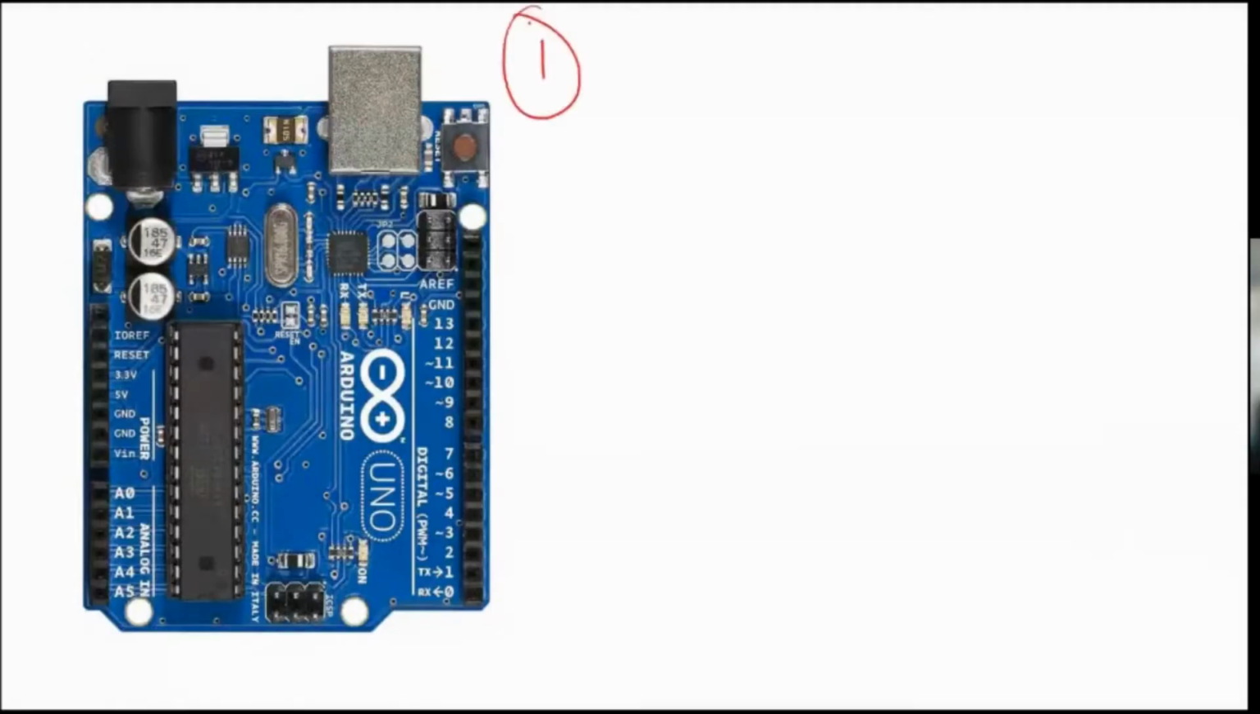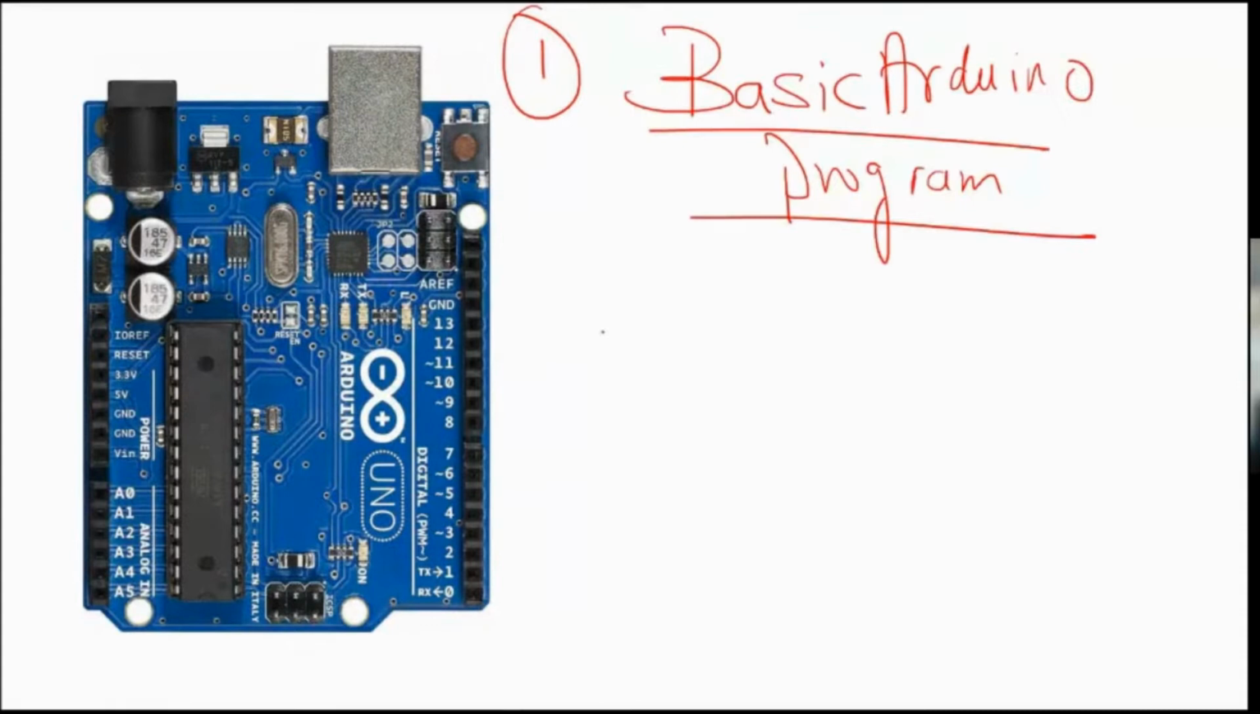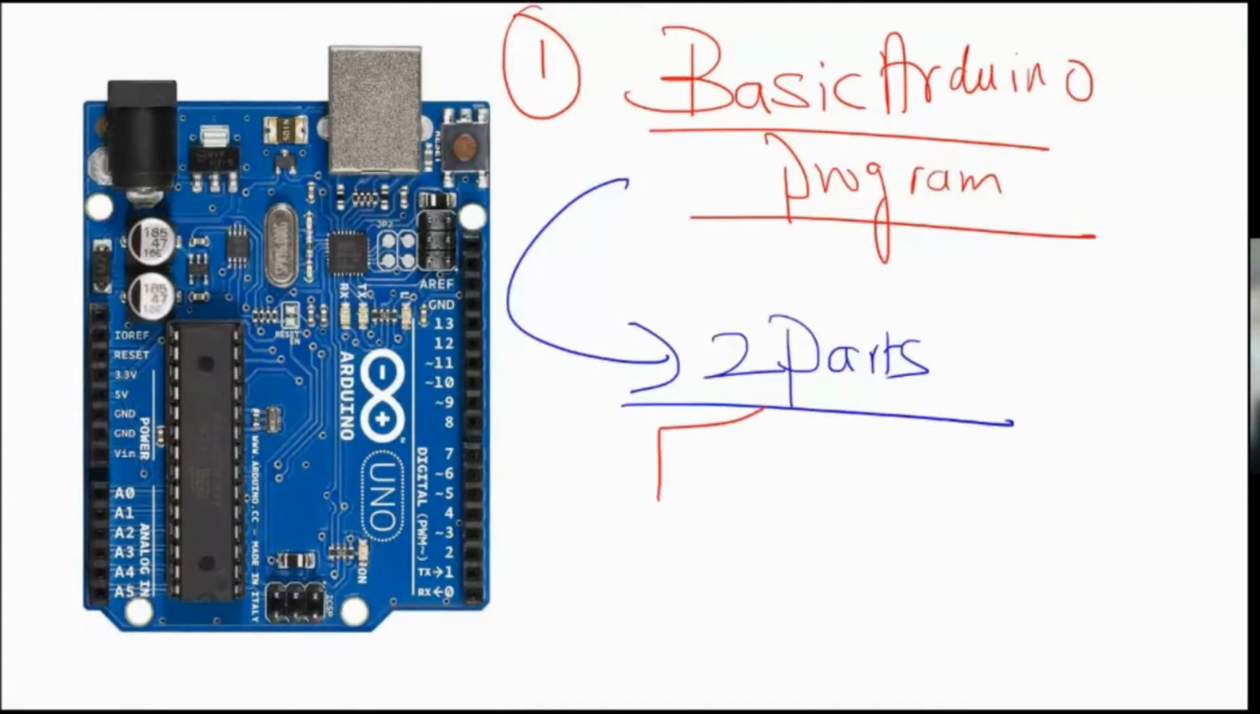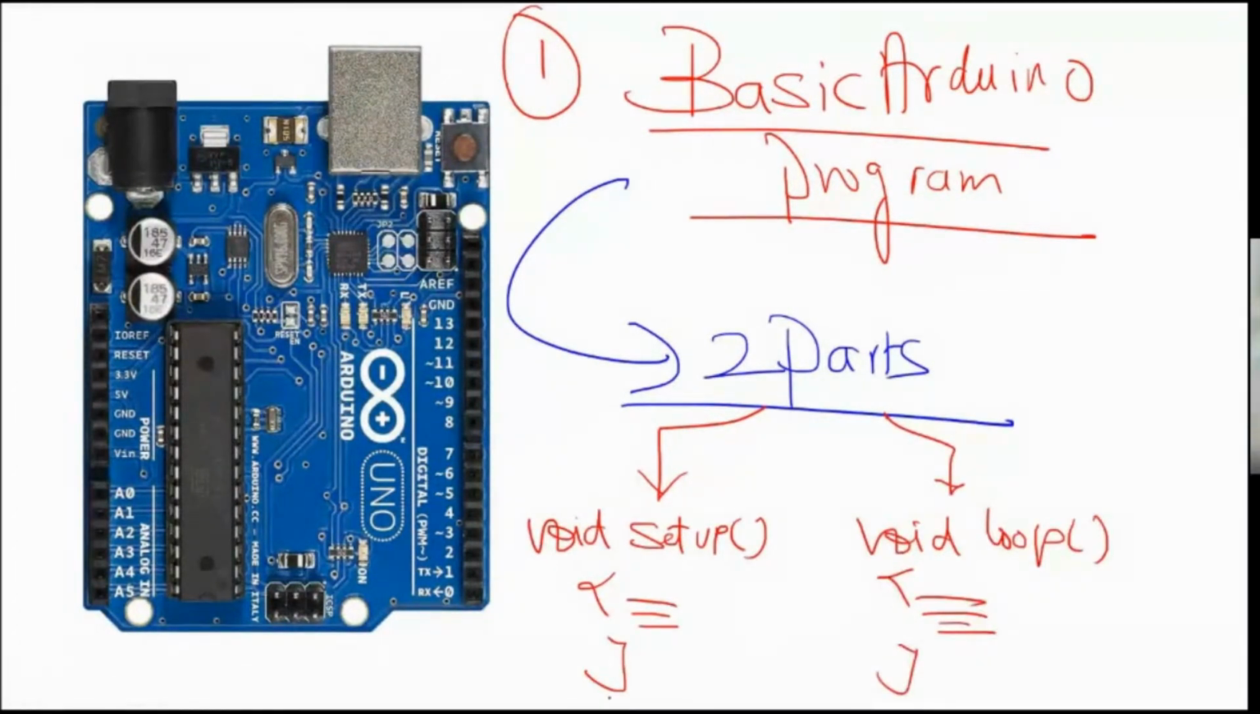Today we are going to see a basic Arduino program. A basic Arduino program consists of two parts. The first part is called the setup function. The second part is called the loop function. Okay? What is the job of the setup function?